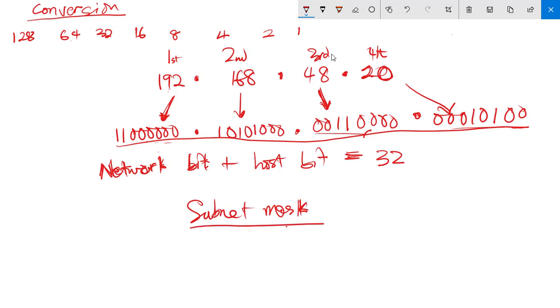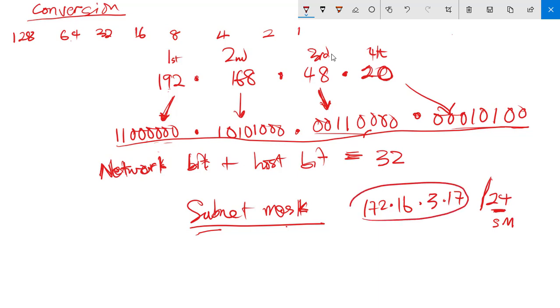So subnet mask is simply that number which tells you the number of bits that belong to the network. Supposing I write an IP address as 172.16.3.17 and I bring /24. This /24 here is called the subnet mask, and it's telling us that out of the 32 bits address that we are seeing here, the first 24 bits belong to the network. The network bit is 24.